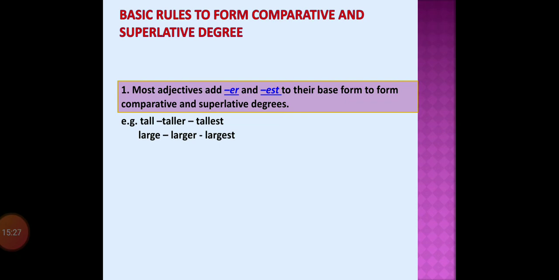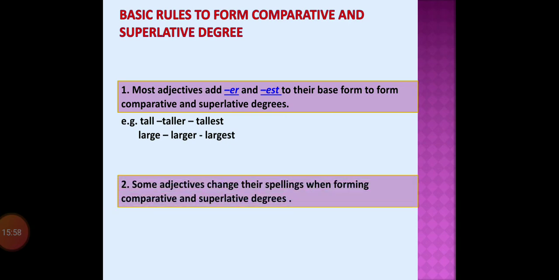The same way, large, larger, largest. So many examples you can take. Hard, harder, hardest. So this is the first rule, to form ER and EST. ER we use to form the comparative degree and EST we use to form the superlative degree. ER is for comparative, EST is for superlative. Got this first rule? Now the second rule is some adjectives change their spellings when forming comparative and superlative degrees.